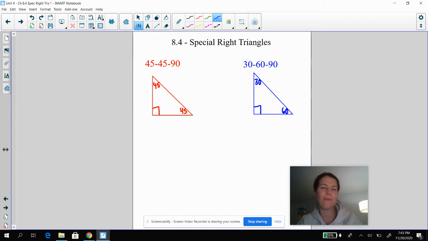So John 45-45-90 and Margaret, was that her name? Margaret 30-60 von 90. They might exist, but I don't know if they have anything to do with naming these special right triangles.